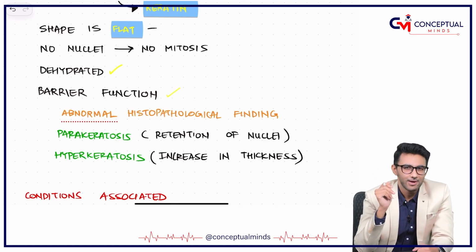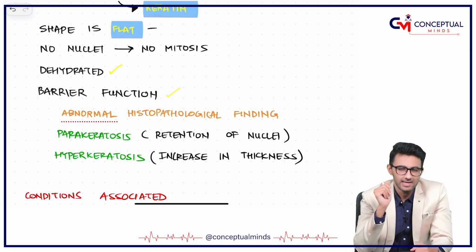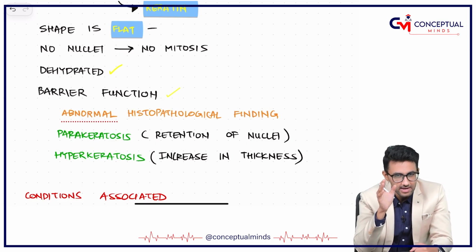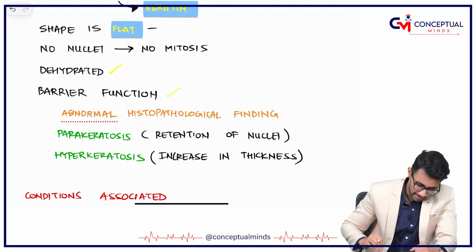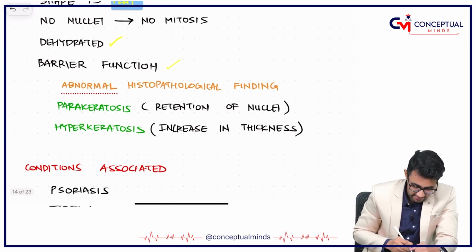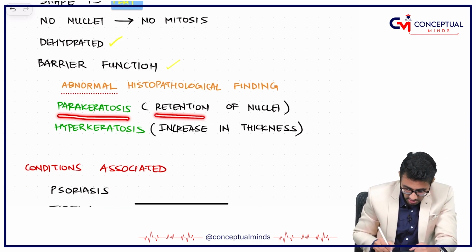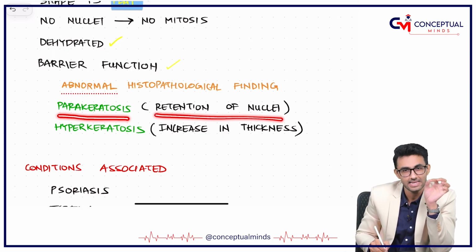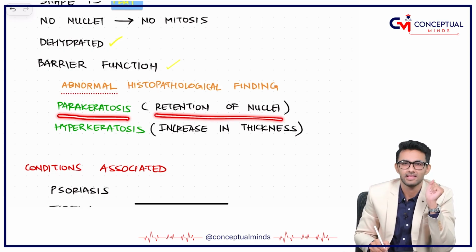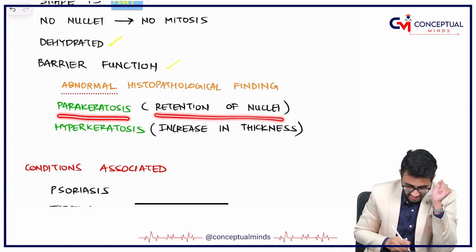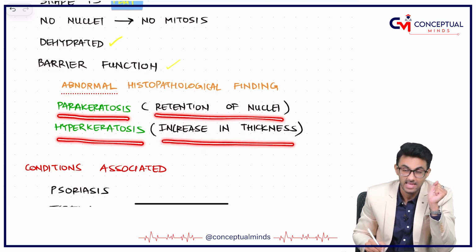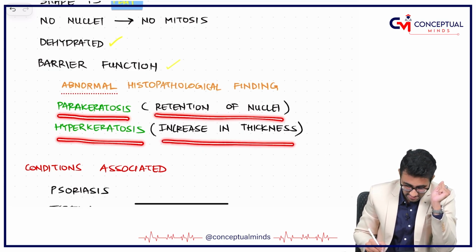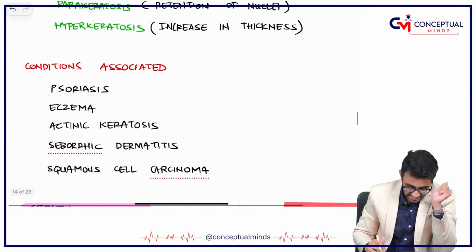Now let us continue with abnormal histopathological findings, right? Two conditions, one of which we already discussed. In the normal finding we do not have nuclei in the stratum corneum, right? But in which condition do we have them? One of them was psoriasis, right? In parakeratosis there is retention of nuclei. So this is not a disease, it is a condition, it is a finding. Okay, parakeratosis. And hyperkeratosis is an increase in the thickness. Okay, and these are the conditions it is associated with.